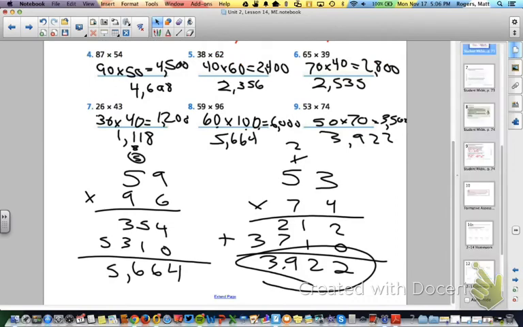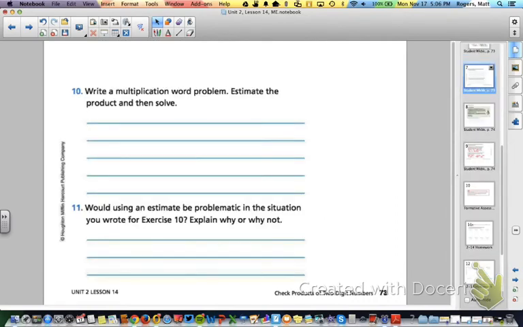Number 10 and 11 we actually skipped over today because we've been writing a whole lot of multiplication word problems, but if you feel inclined, you can always work on creating and writing a word problem and then solving it.